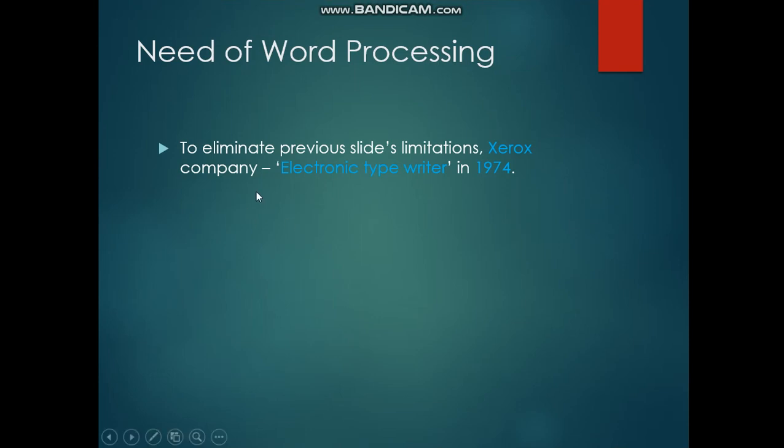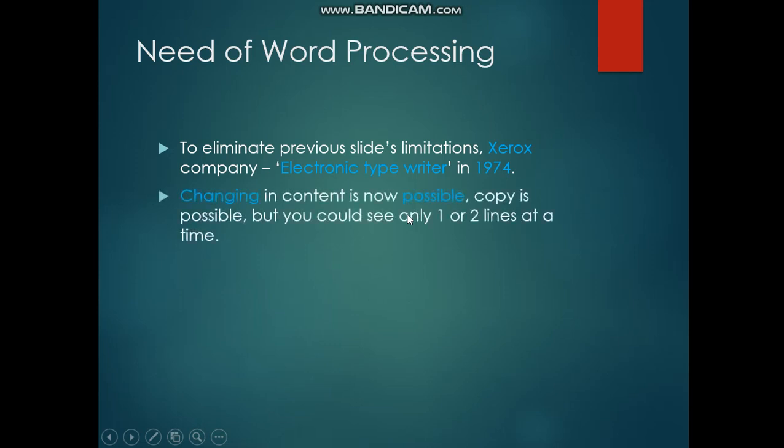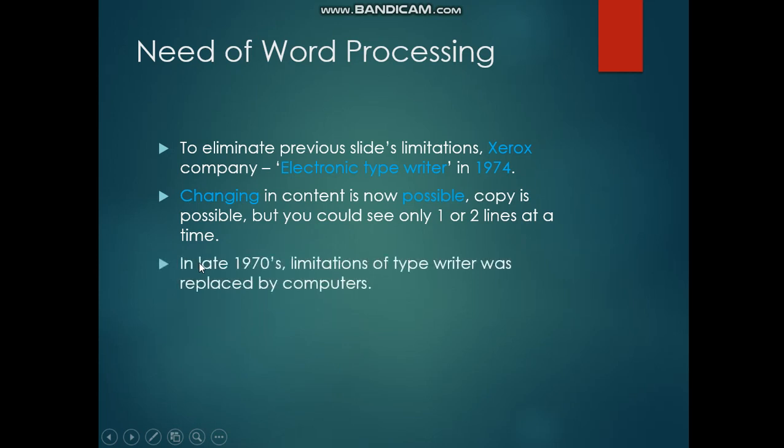To eliminate the previous slide's limitations, Xerox company came with the electronic typewriter in 1974. Changing content is now possible. So that was good news. Xerox company introduced the electronic typewriter. So now if you make a mistake, you can backspace, remove and rectify your mistake. Copy was also possible, but you could see only 1 or 2 lines at a time.